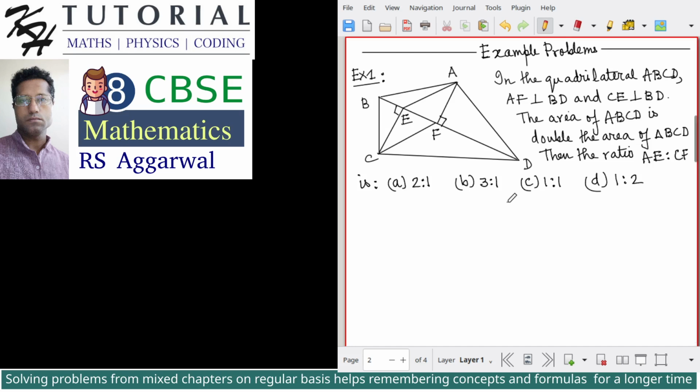Okay. So the first problem says that in the quadrilateral ABCD, AF is perpendicular to BD and CE is perpendicular to BD. So in the quadrilateral ABCD, BD is the diagonal and AF and CE are perpendicular to BD. The area of the quadrilateral ABCD is double the area of triangle BCD. Then the ratio AE is to CF.